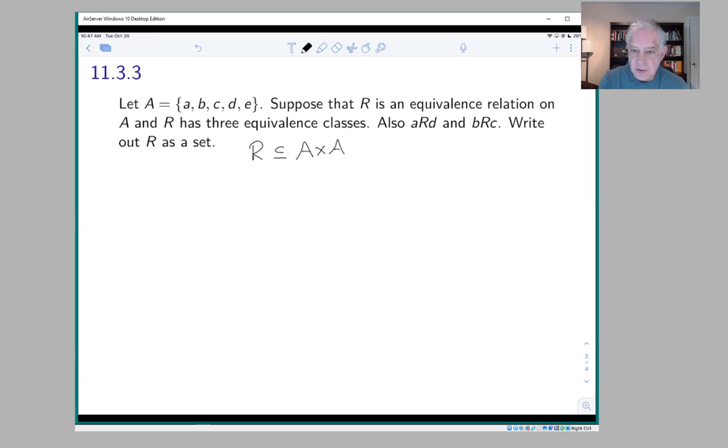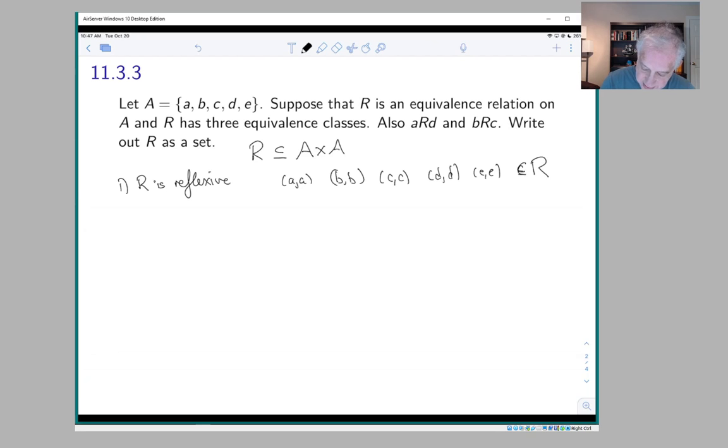And let's see what we know. We know that it's an equivalence relation. So we know, first of all, that R is reflexive. And reflexive means that all of the pairs, AA, BB, CC, DD, and EE, these all have to be in R. So maybe to be a little more careful, this has to be a subset of R because every element has to be related to itself.